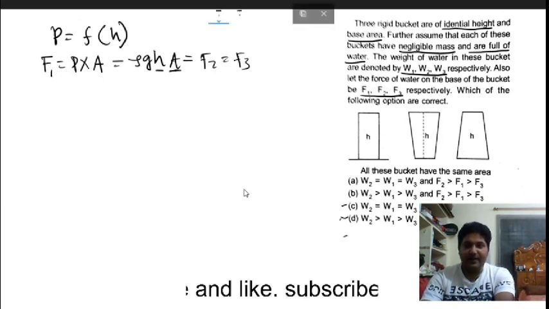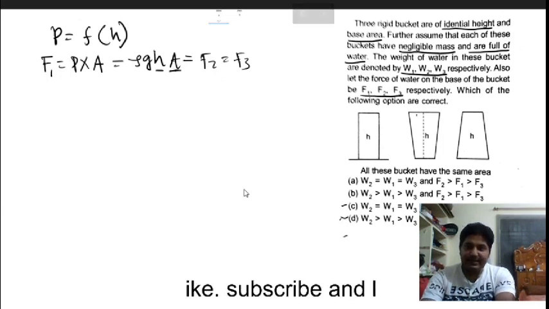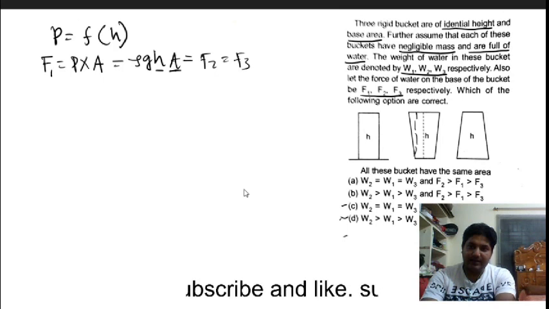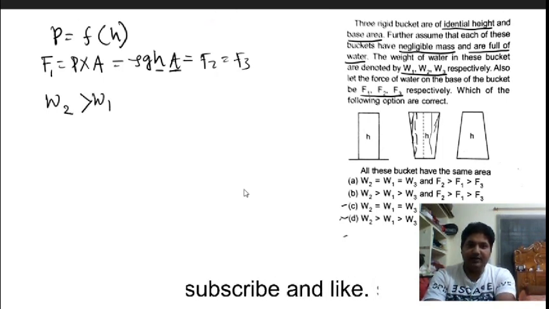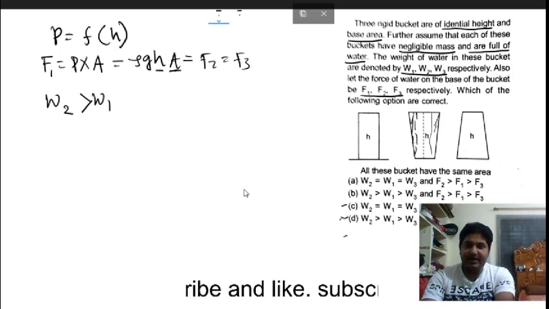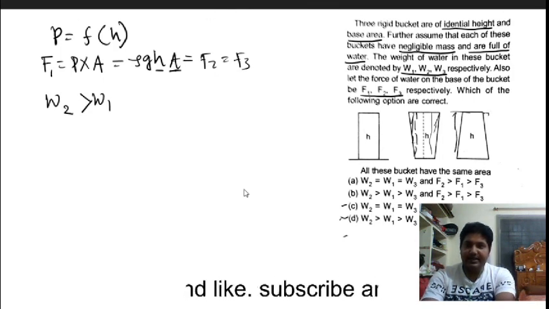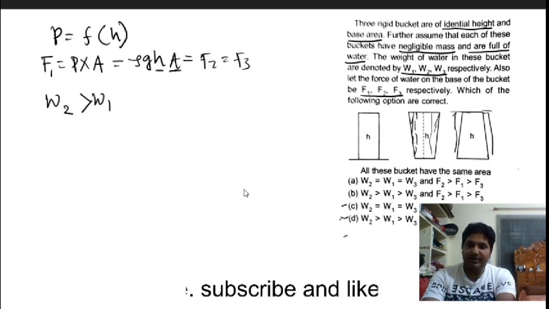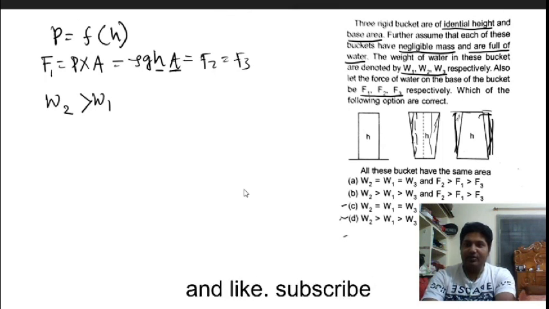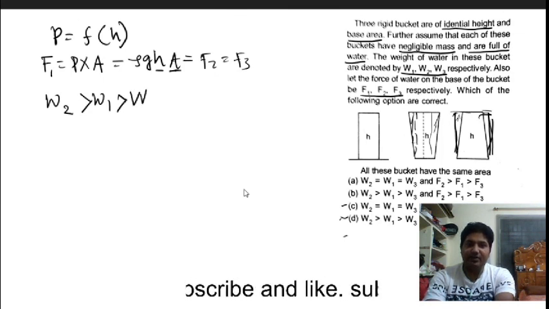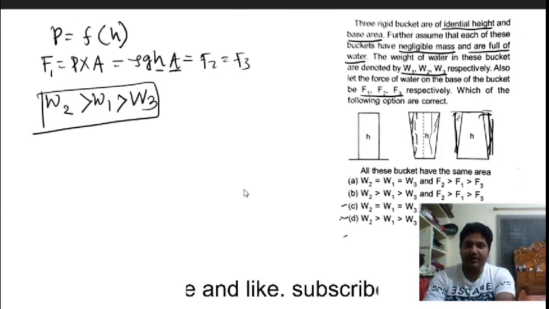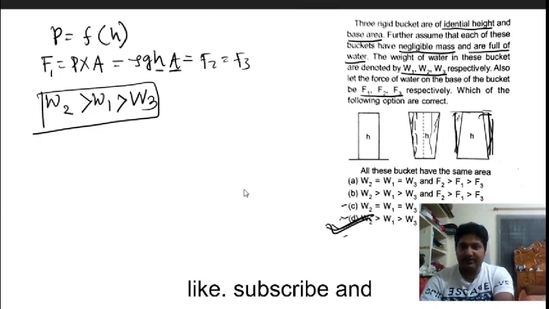Now you see this is the rectangular part, in which some water has been added. So the weight of bucket 2 will definitely be greater than the weight of bucket 1. And this is the area from which some water has been discarded. This rectangular area, some water will be taken out. So W2 will be greater than W1, and W1 greater than W3. So D is the correct answer.